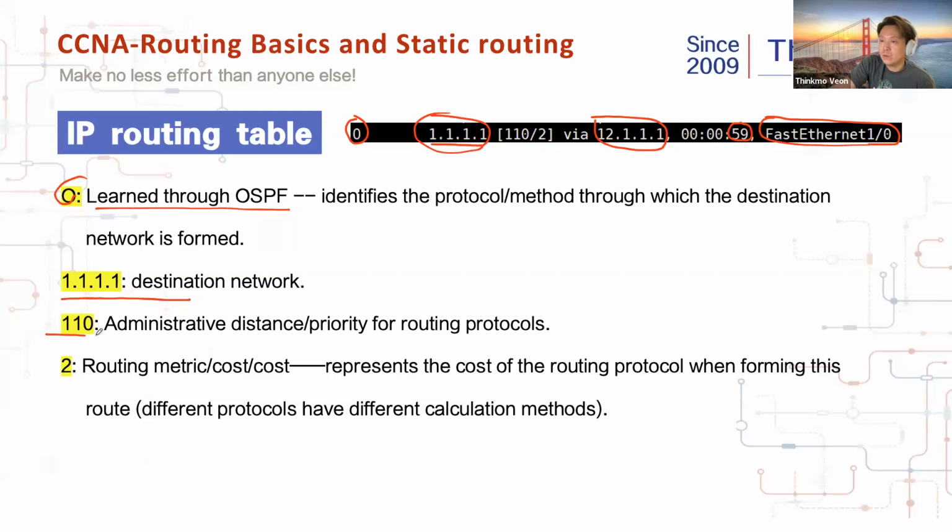And this 110 is the administrative distance, which defines the priority of the routing protocol. Later we will talk about this. This is used by the router to select the route. And this 2 is the routing metric, or the cost, for the routing protocol. So the dynamic routing protocol uses the routing metrics to select the better route.